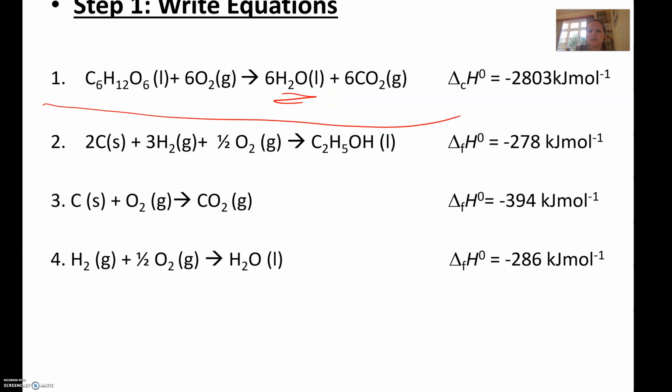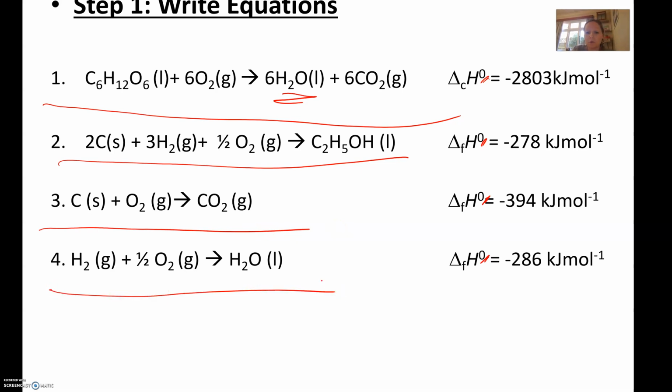Okay, the next one was formation. That's to make 1 mole from its constituent elements under standard conditions. This circle means standard conditions, so you always have to include that at the end of your definition. This next one is the formation of carbon dioxide, so making 1 mole from its constituent elements, and making 1 mole of water. So here are the equations that you need to do.